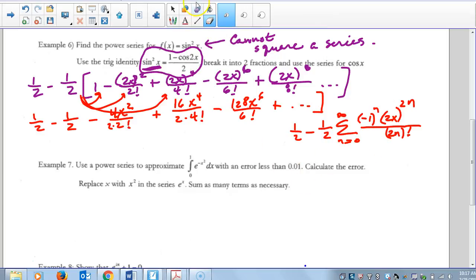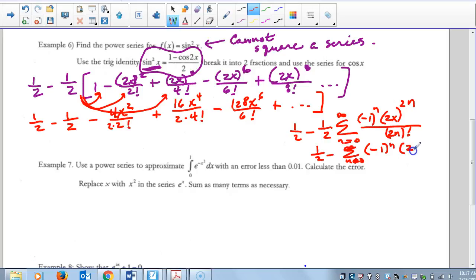And then we'll check the first term. So that's an important thing. Check to make sure the first term really does work. We did it a little bit differently, I think, in my first period, and so we had to adjust the exponents. But this will be 1/2 minus the sum from n equals 0 to infinity of -1 to the n, 2x to the 2n, all over 2 times 2n factorial.